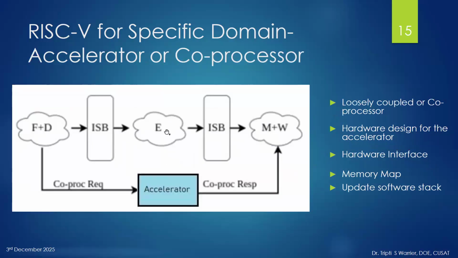This diagram is showing what happens when it is an accelerator or coprocessor. When it is a coprocessor, your decode will take care of it. Decode will send a request to the coprocessor, and the response will be updated in memory or register suitably. If it is an accelerator, it would be through a common data bus.